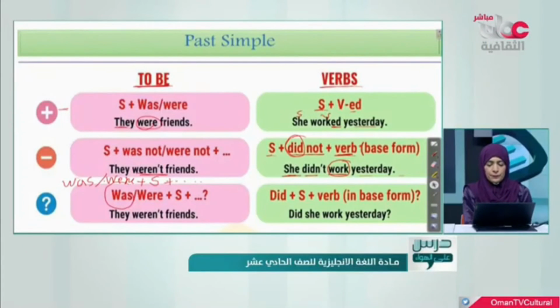Now, if I have the second type of verbs, regular and irregular verbs, look at the question form. I will start not by was, not by were. I will start with the word did, which represents the past tense. Did plus the subject. The subject is the doer of the action, then the main verb. He, she, they, or maybe names. You may use Fatma, Ahmed, and so on. Did, subject, the verb, and the completion of the sentence.